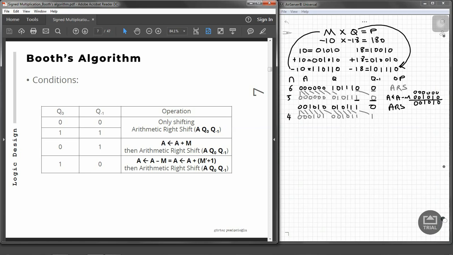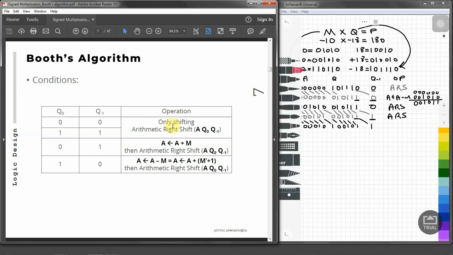So we have got 1, 1. 1, 1 is just arithmetic right shift. Arithmetic right shift that we are going to perform, and that will be 0, 0, then 0, 0, 1, 0, 1, 0, 0, 1, 0, 1, and then 1 on the last one. So this is going to be 3 now, as we have done arithmetic right shift.